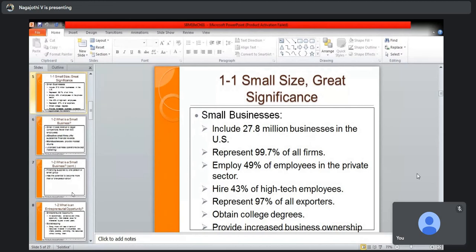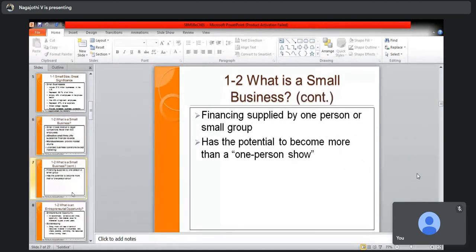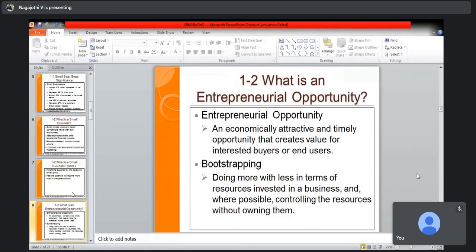They include 27.8 million businesses in the US, representing 99.7% of all firms. Nearly 53% in India, we take, belong to the small size of business. Small in size relative to larger competitors, with fewer than 500 employees. Attractive small firms offer substantial financial rewards, and micro businesses provide modest returns, with localized business operations except for marketing. So these are the scenarios in which small businesses operate. Then financing supplied by one person or a small group has the potential to become more than a one-person show. Then comes your entrepreneurial opportunity, an economically attractive and timely opportunity that creates value for interested buyers or end users.